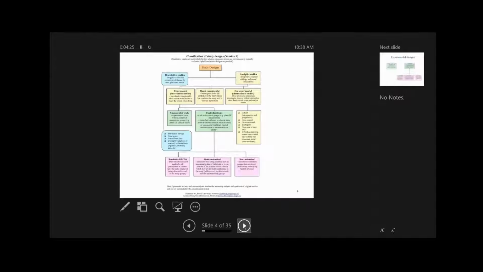Now, this handout is really important. It is already in your Google Drive. This is the way I think of study designs. I'm not saying universally everybody in the world sees it this way, but broadly, most people think of it this way. I break study designs into two big buckets. One I call descriptive studies. The goal of descriptive studies is not to get at any causality, but to merely describe the epidemiology of something.